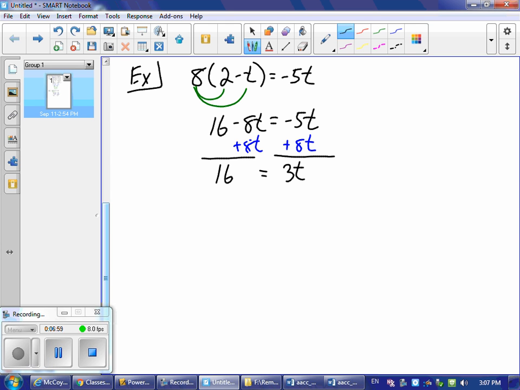Now I've got just a t, which is left over on the right-hand side, but it's multiplied by a 3. In order to undo the multiplication, we divide both sides by 3. 3 divided by 3 is 1, so that leaves me with just t. 16 over 3 does not divide evenly. 3 goes into 15 evenly and 18 evenly, but not 16. So we're going to just leave this 16 thirds. There's absolutely nothing wrong with that.